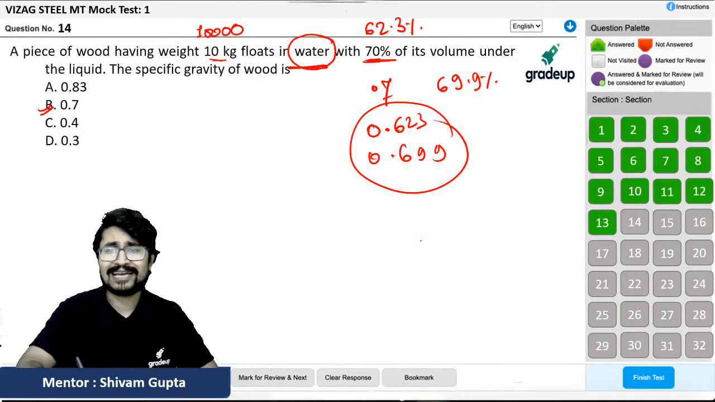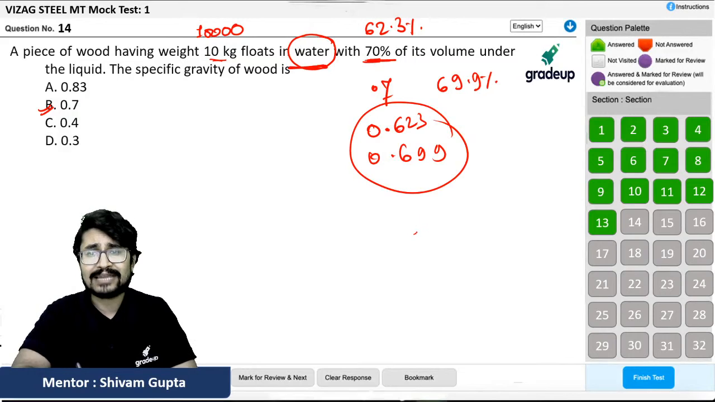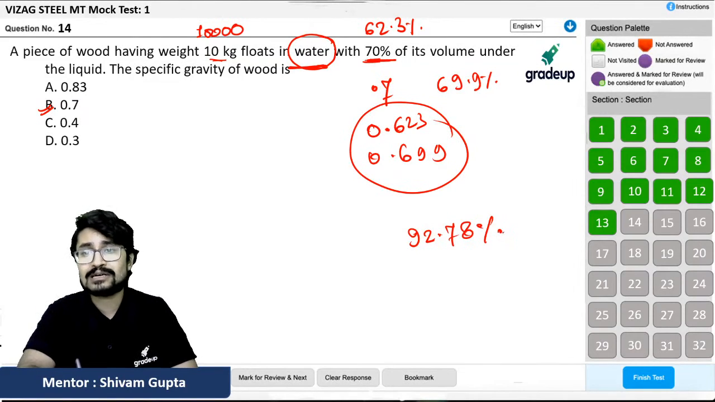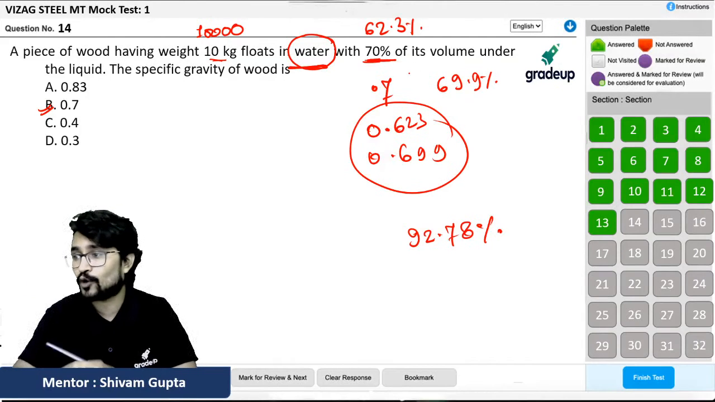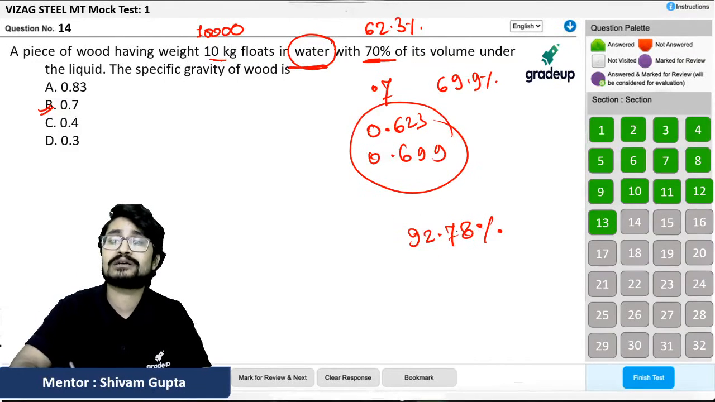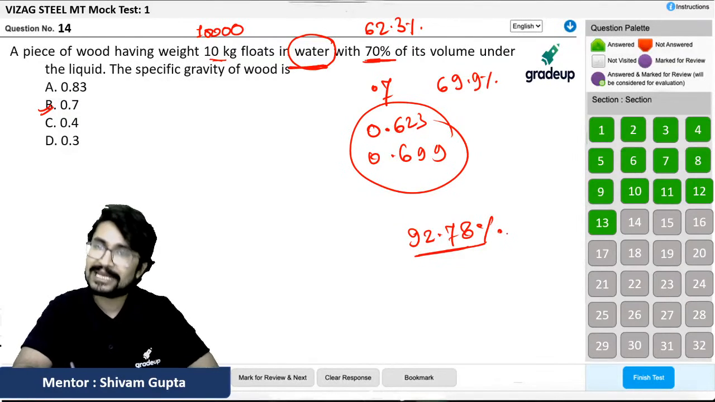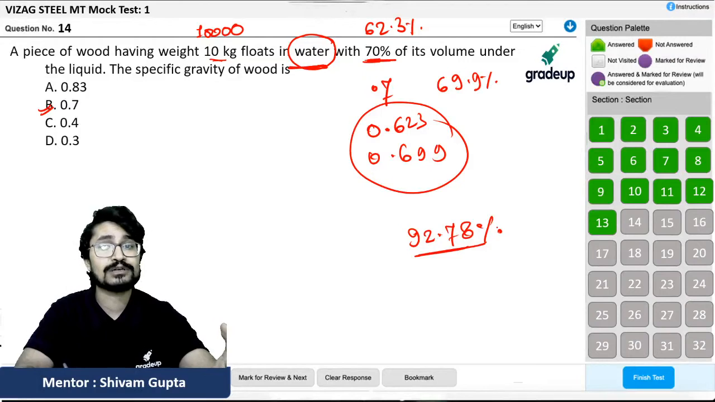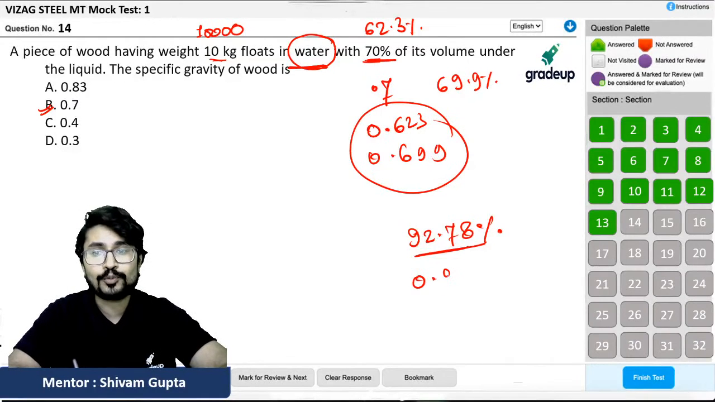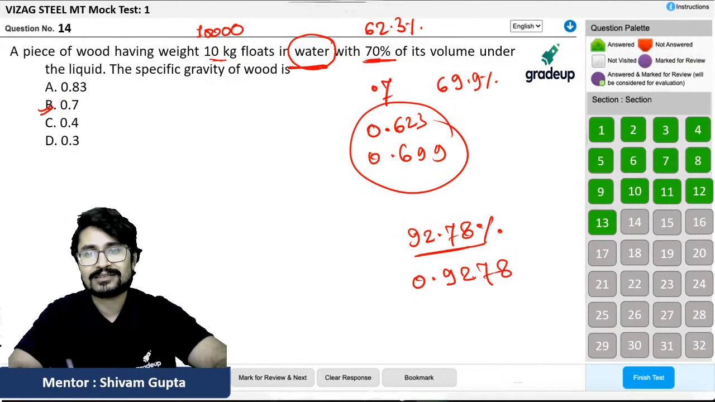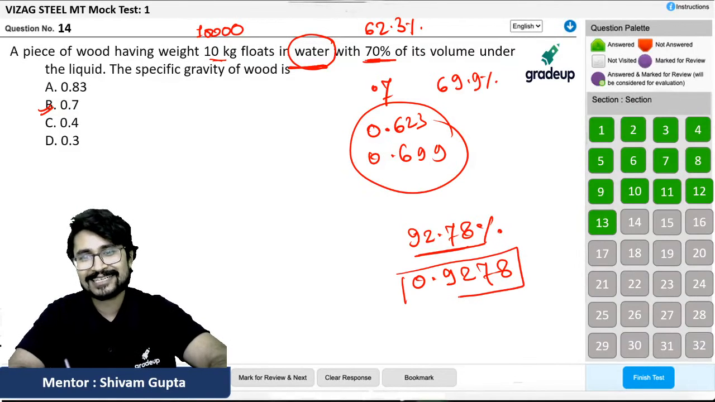Okay, if I say that 92.78% of the volume is underwater, then what will be the specific gravity? It will be 0.9278. What a trick, what a trick.